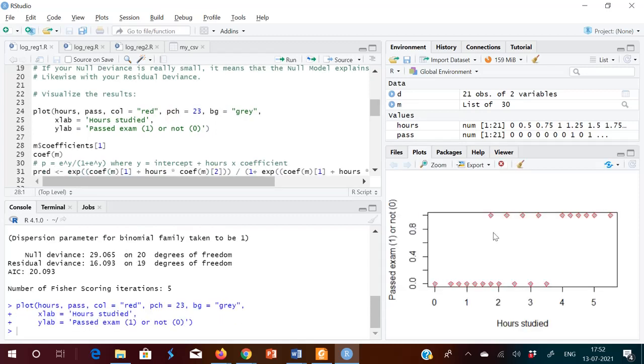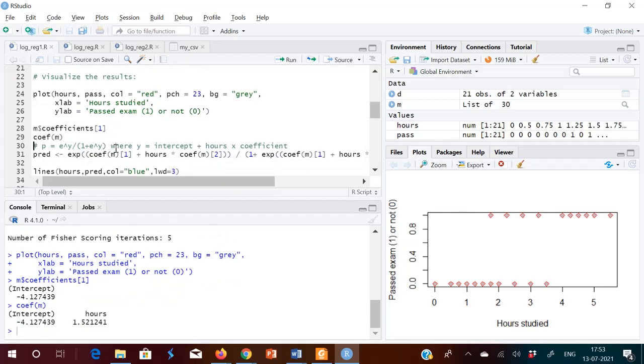This is just a plot of our hours and pass. What is here? Okay, so it is 0 and 1. Now this is just to get the coefficient. There are two methods to get the coefficient, m dollar coefficient or coefficient. We can use the function also. Both ways you can get it.